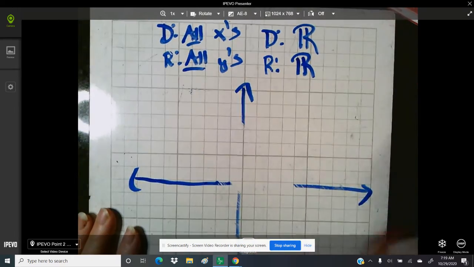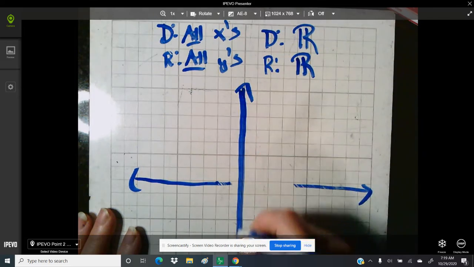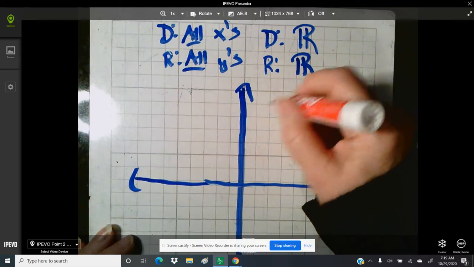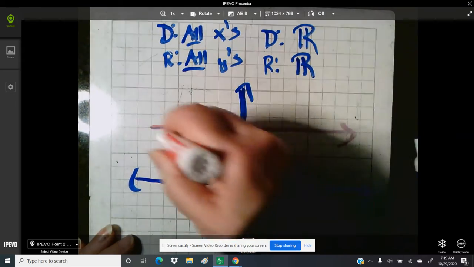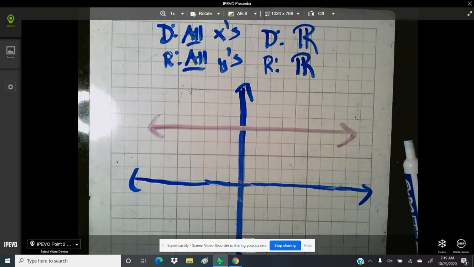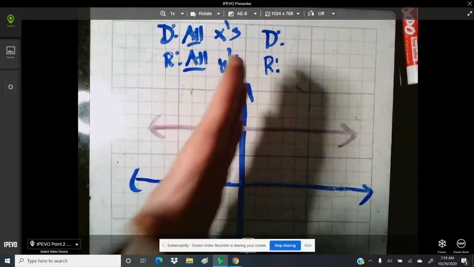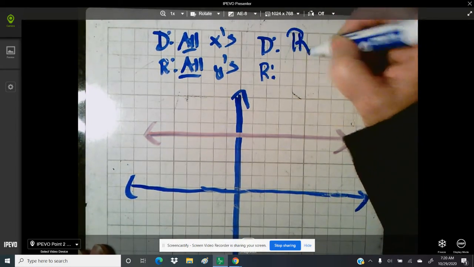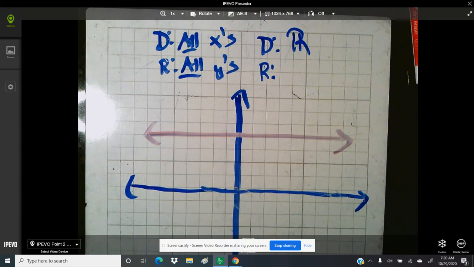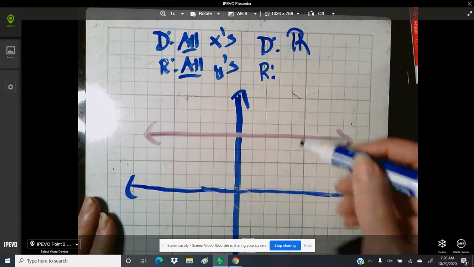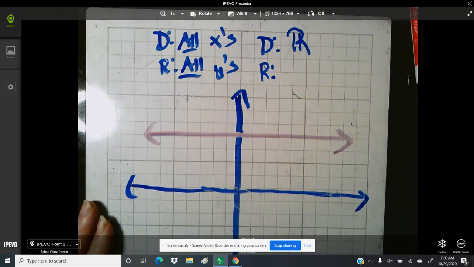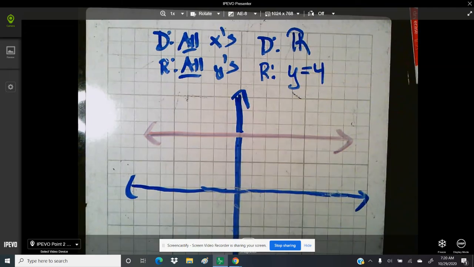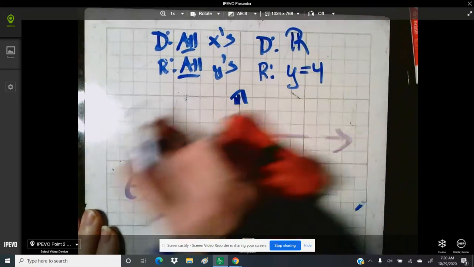Well, let's see if that's true for all linear functions. Let's see if I have a graph that looks like this. All right. Well, now if I look at my domain, again, I'm going to look at the right and left of my graph. My graph goes on and on forever, so that'll be all real numbers. But now if I look at my range, the only thing that my range is, 1, 2, 3, 4, is 4. So my range would have to be y equals 4 because that's the only thing that the range can be.